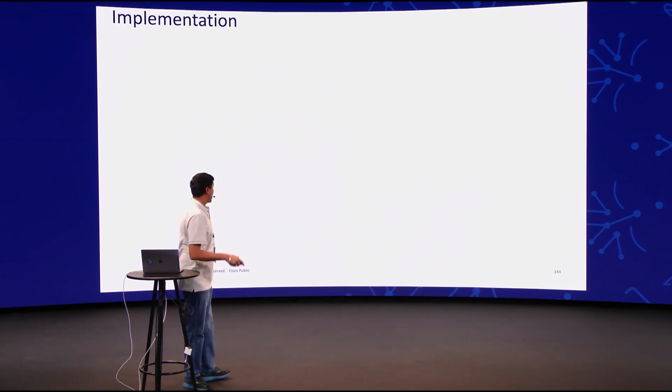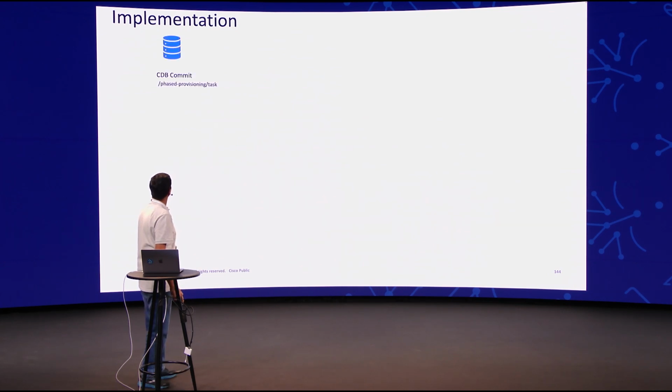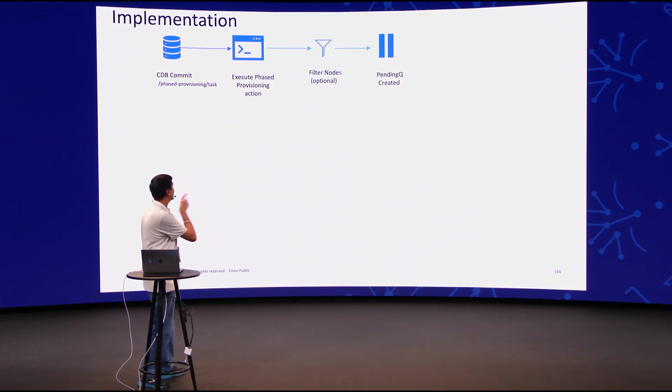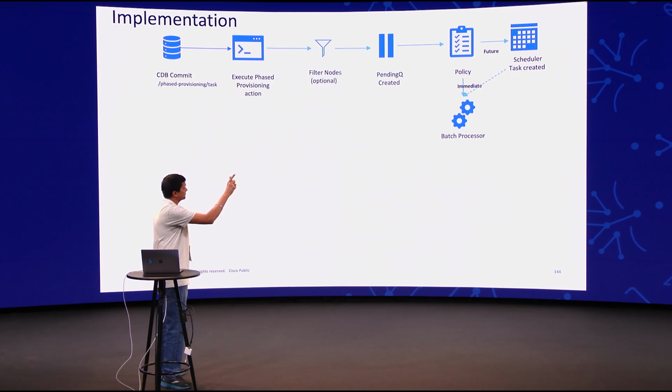So here, what happens internally, the flow, I want to just quickly skim through it. The user will commit the task and run the phase provisioning action. At that instance, the framework will, if an optional filter is provided, filter the nodes, and we add them to a pending queue. Then, based on the policy, if it is immediate, we'll start executing what we call a batch processor. Or if the policy is a future one, we create the NSO scheduler task, which invokes an internal action that actually does this same batch processor thing.